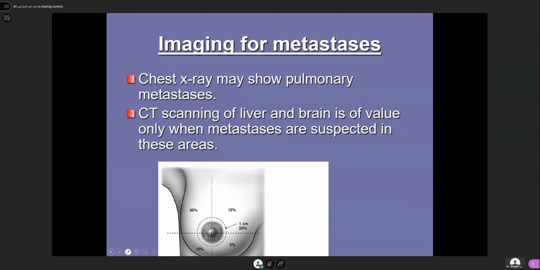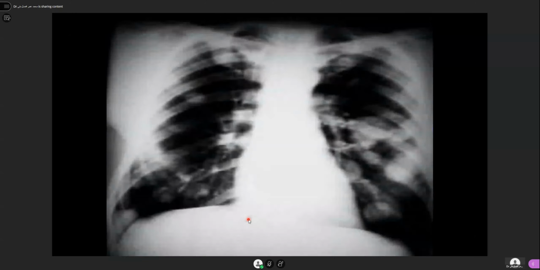This picture is showing you the area of involvement, the incidence according to quadrants. As I told you, the upper outer quadrant is the most common site for developing breast cancer. This is a chest X-ray showing multiple round radio opaque densities. These are typical for cannonball metastasis.